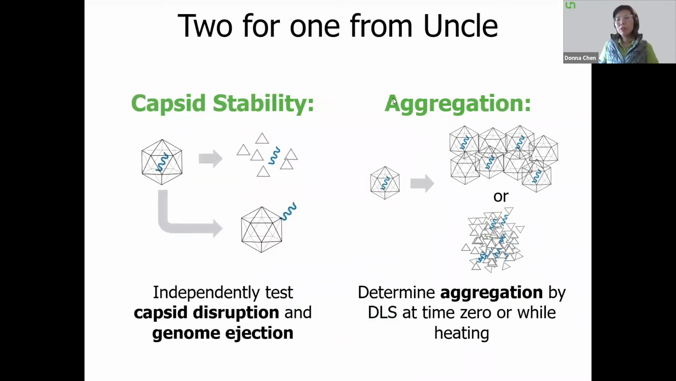UNCLE can give you 2 types of stability for AAV. The fluorescence detection can give you capsid stability by giving you the unfolding information and also the genome injection information. And the DLS and SLS data can give you aggregation at either time 0 or during thermal ramping.